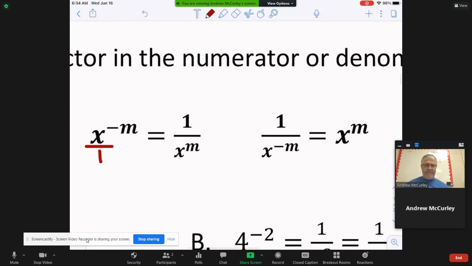Same thing if it's negative in the denominator. If the exponent is negative in the denominator, move it up to the numerator. Do not confuse this with the negative value in front. A lot of people, if it was, let's say, negative x to the fourth, that's not a negative exponent. That's just a negative coefficient, like a negative 1 in front. That doesn't have to move. But if the 4 was negative, that would be a whole different thing. Then it would have to go.